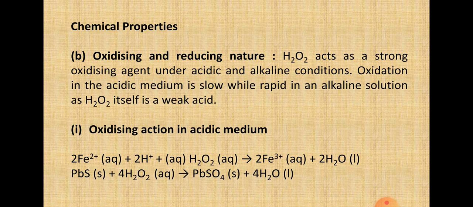What are the chemical properties? It is used for many reasons, and the most important is its oxidizing as well as reducing nature. Hydrogen peroxide can be used as an oxidizing agent and it can also be used as a reducing agent. So H2O2 acts as a strong oxidizing agent under acidic and alkaline conditions. Oxidation in the acidic medium is slow while rapid in an alkaline solution. And hydrogen peroxide itself is a weak acid.